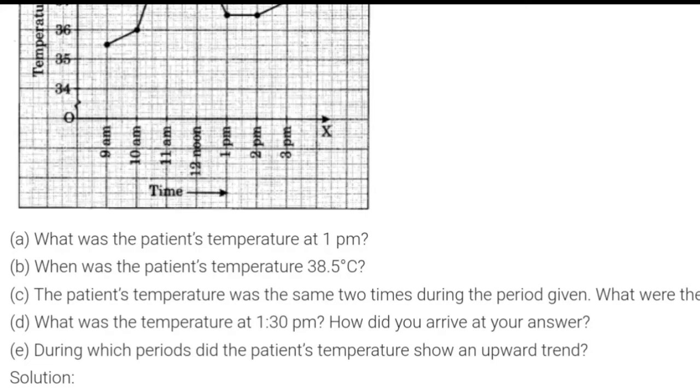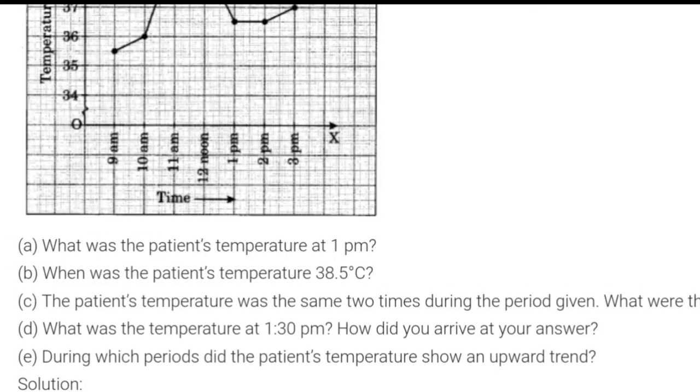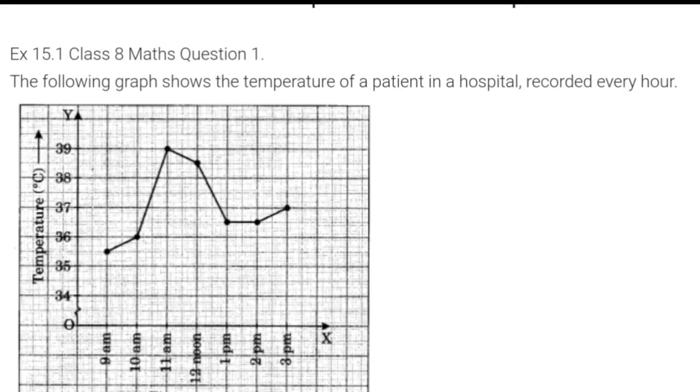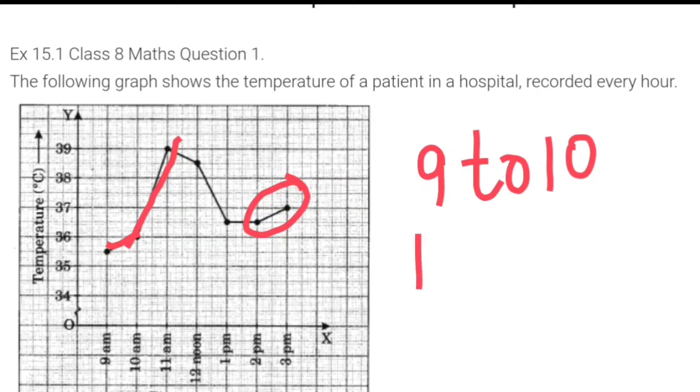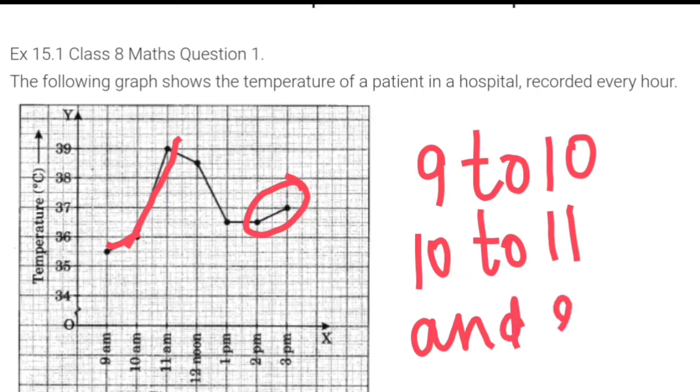Now the E part is, during which period did the patient's temperature show an upward trend? Now if you check the upward trend between 9 to 10, this value, then 10 to 11, the line shows upward trend, and one more value, that is 2 to 3. So our answer is between 9 to 10, then 10 to 11, and 2 p.m. to 3 p.m.